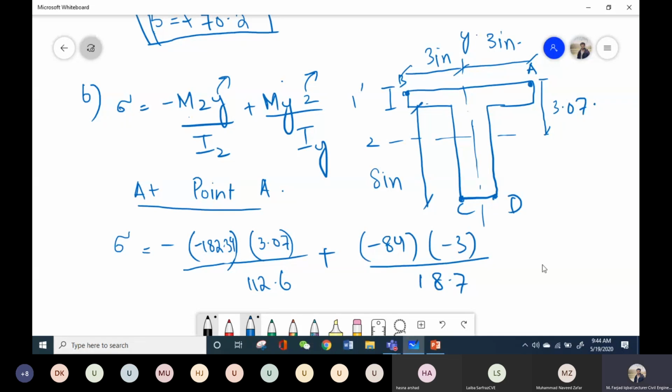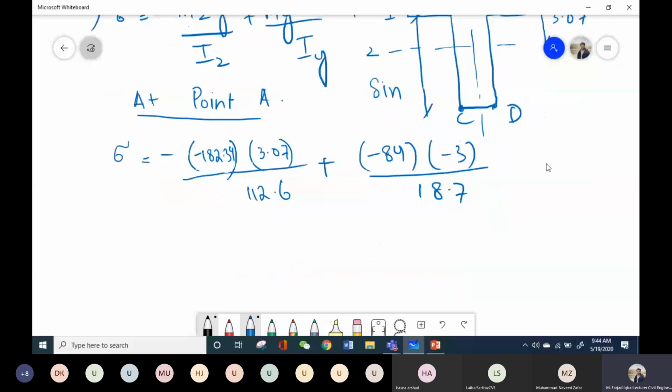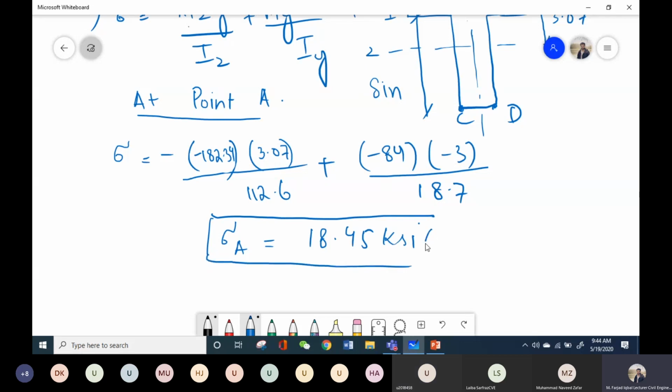Yeah. So can anyone give me the answer for stress at point A? Sigma A is equal to, what is the answer? 18.44. 18.45 with a positive sign or the negative sign? Positive. Positive sign. So that means that our stress at point A is tensile and the value is 18.45.